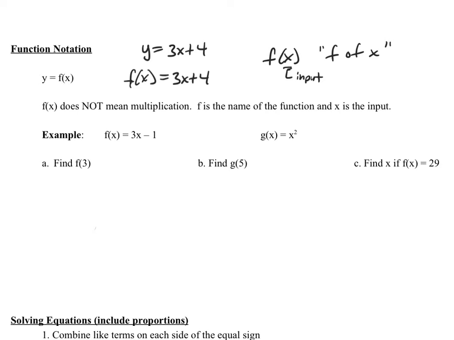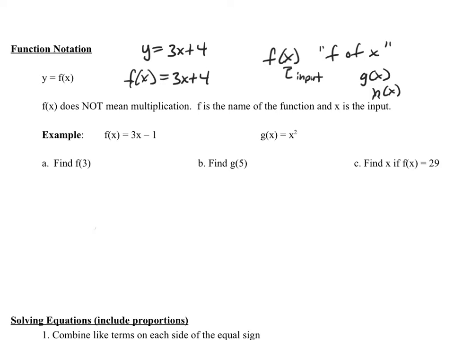That f on the outside of the parentheses next to the x does not mean multiplication. F is simply the name of the function. So you could also name a function g of x or h of x, etc. Okay? F is usually the first label used, g is usually the second label, etc. And it's a way to name the function. So if I have more than one function we're talking about, I can be specific and say f of x or g of x, etc.